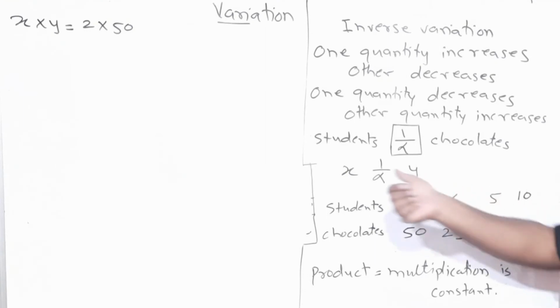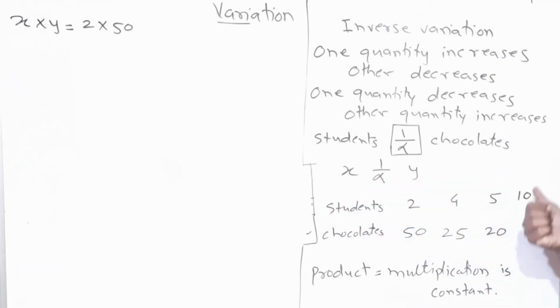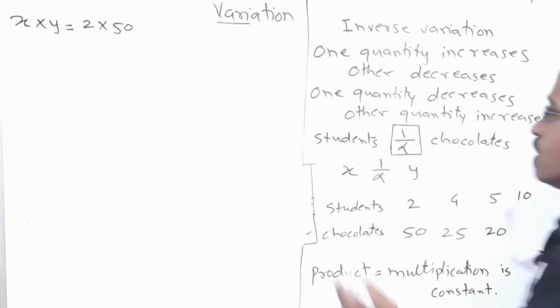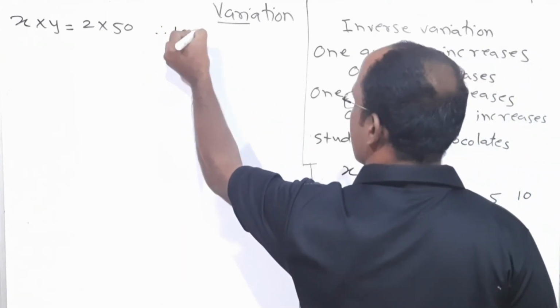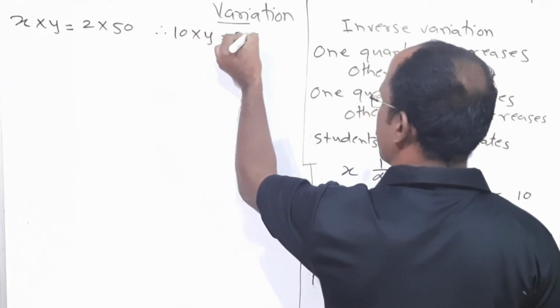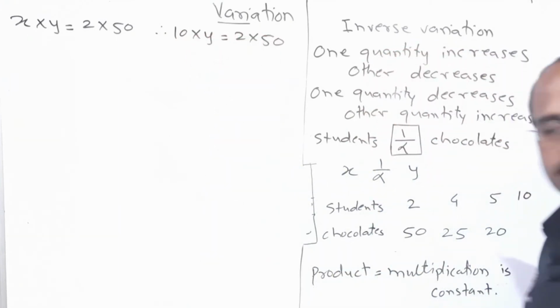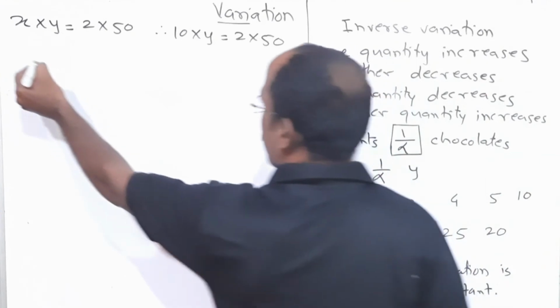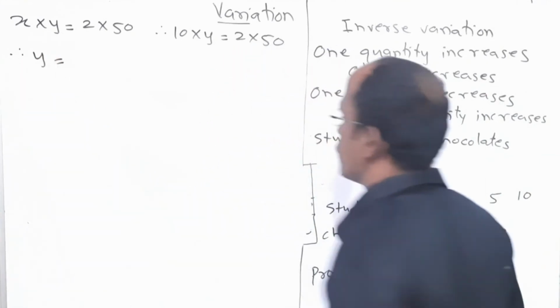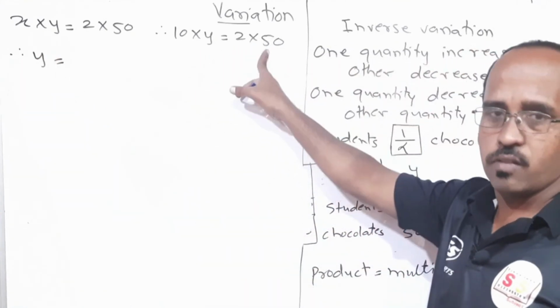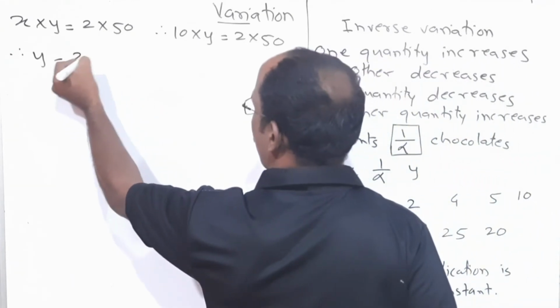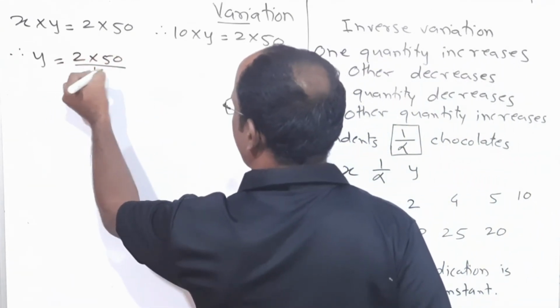So what do we consider as students, x or y? X. So in place of x we have to write 10. Therefore we can say 10 multiplied by y is equal to 2 into 50. Clear? Therefore y is equal to 2 into 50 upon 10, after changing the side.